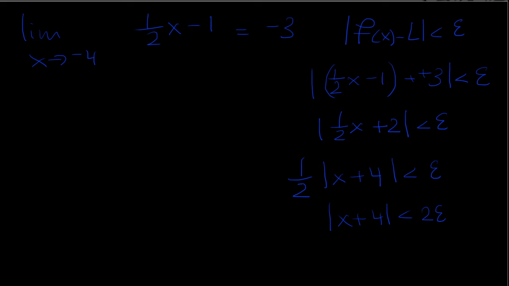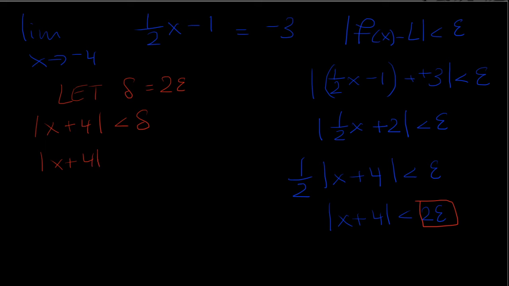Okay, and now we found our delta, and we can begin the proof. So we're going to let delta equal 2 epsilon. So if we have |x + 4| less than delta, where delta is 2 epsilon, we can divide both sides by 2 to get 1/2 absolute value of x plus 4 less than epsilon.